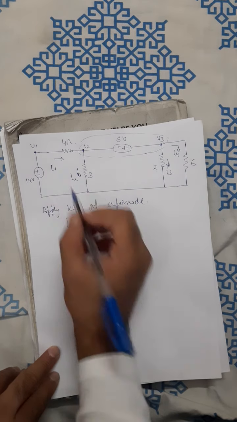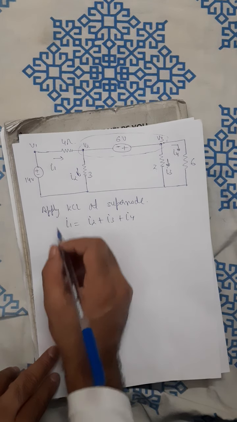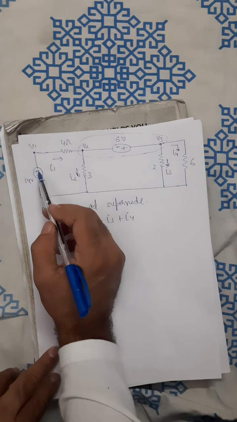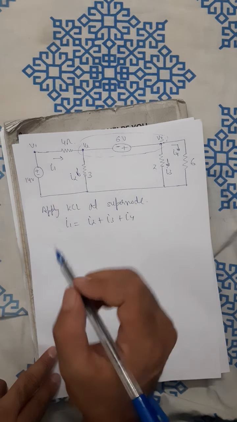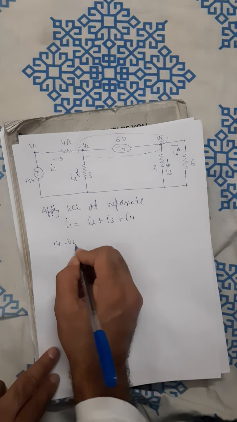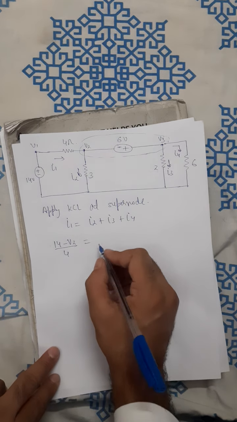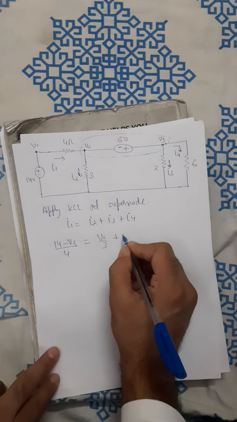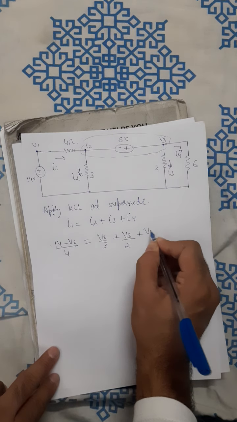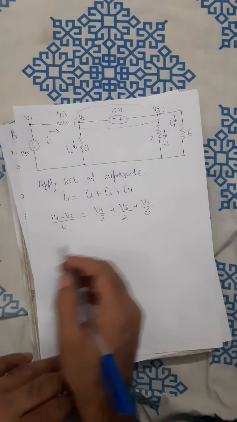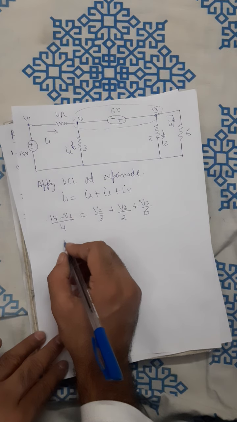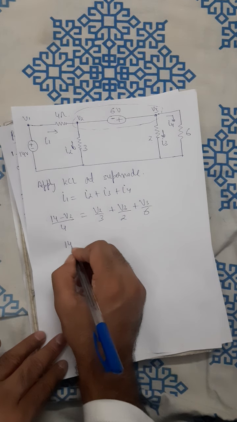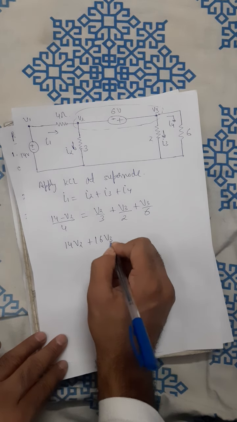So I1 is nothing but (V1 minus V2) divided by 4. V1 is equal to 14, because the voltage source is connected to a non-reference node and a reference node. So the voltage of the non-reference node is set equal to the voltage of the voltage source. So I1 is (14 minus V2) by 4. I2 is V2 by 3. I3 is V3 by 2. I4 is V3 by 6. So if you will solve this equation, what will you get? You will get 14 V2 plus 16 V3 is equal to 84.